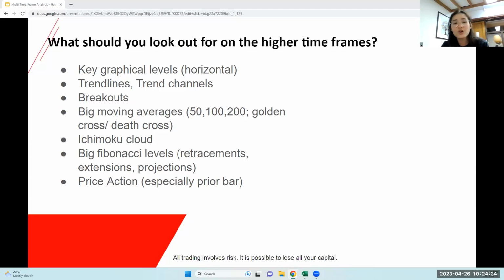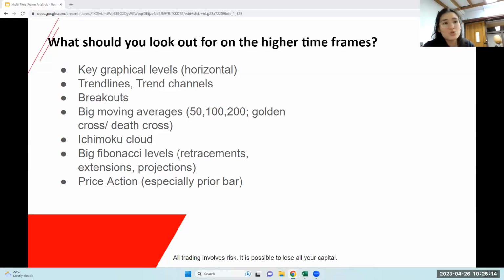So what should you look out for on the higher time frames? So firstly would be your key graphical levels, such as your horizontal levels that we previously went through, your support and resistance levels. Next would be your trend lines, trend channels, followed by some breakouts, as well as big moving averages, such as your 50, 100, 200, golden cross, and death cross, as well as your Ichimoku cloud. We'll also be looking at big Fibonacci levels, such as your retracements, extensions, and projections. And lastly, we'll be looking at price action as well.